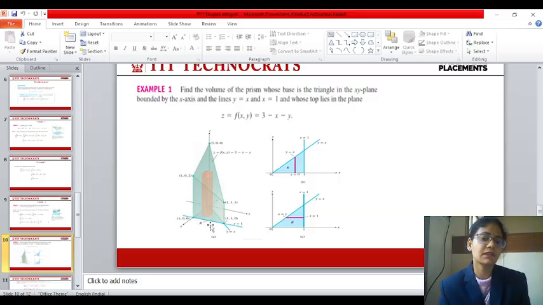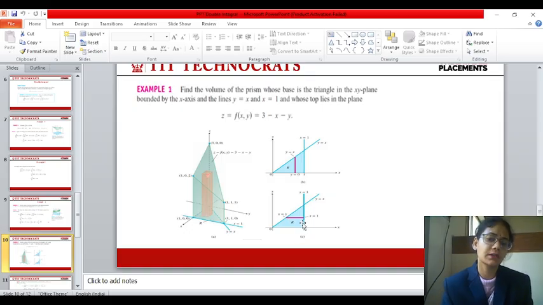Now the equation will obviously be y equals x, with x ranging from 0 to 1, and the top lies in the plane. This is the top of the plane, and we have to find the volume of this. So what we will do is put the value here and integrate with respect to x and y. Now this is an order of integration.